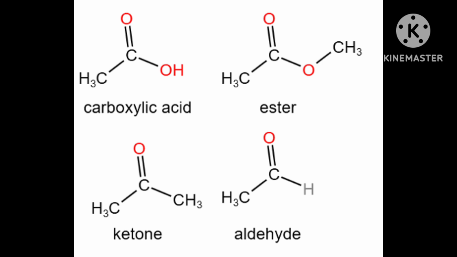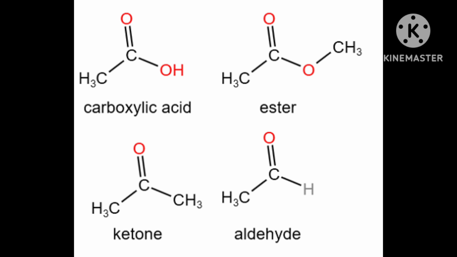Then 4-bromo, 3-methyl, heptane, you remove the E and you add Al, heptanal. Okay, because the total carbon including the CHO carbon is 7. That means heptane. That E you removed and Al you add. Hence the name will be 4-bromo-3-methylheptanal.